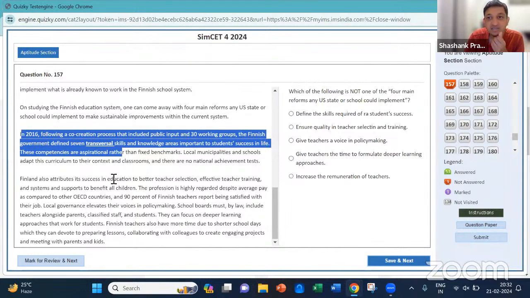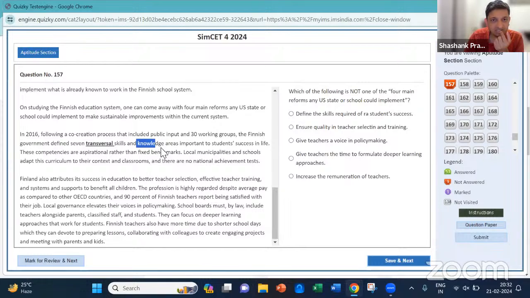Okay, let's see what is this. Not one of the four. Define the skills required for a student's success. Okay, this is fine. Skills and knowledge are important to student success in life. So define, what happened?